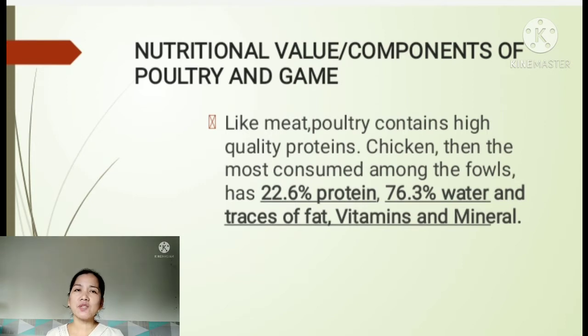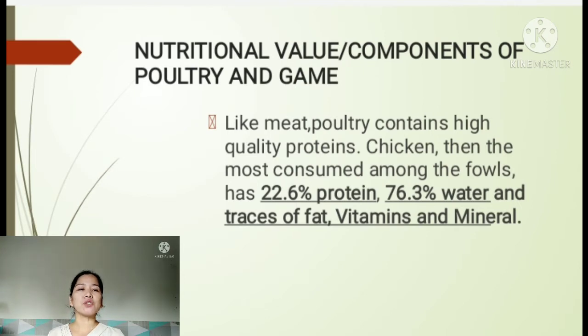Okay, so ano bang sustansya ang nakukuha sa manok? Let us discuss now the nutritional value and components of poultry and game. So, like meat, poultry contains high quality proteins. Chicken, the most consumed among the fowls, has 22.6% protein, 76.3% water, and traces of fats, vitamins, and minerals.